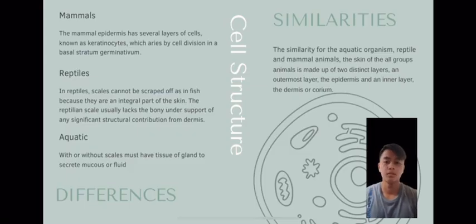For the cell structure, the similarity for the aquatic organism, reptile, and mammal is that the skin of all these animal groups is made up of two distinct layers: the outermost layer, the epidermis, and the inner layer, the dermis or corium.